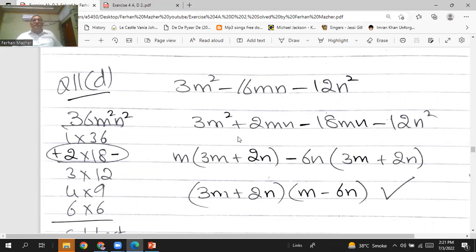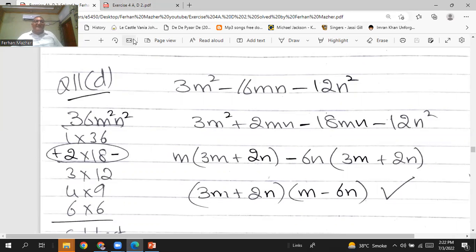From the first two terms, you can see m is common. Divide 3m square with m, you get 3m. Divide 2mn with m, you get 2n. From the last two terms, minus 6n is common. Divide minus 18mn with minus 6n, you get 3m. Divide minus 12n square with minus 6n, you get plus 2n. So from the first term and the second term, you can take 3m plus 2n common. In the second bracket, you will get m from here and minus 6n from here. So this is how you will do question number 11, its D part.